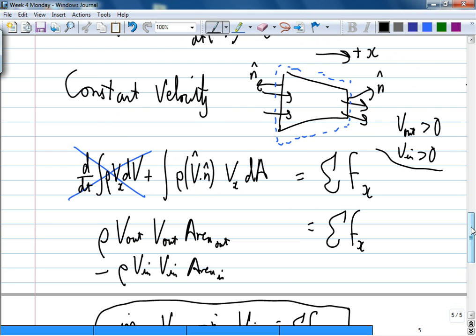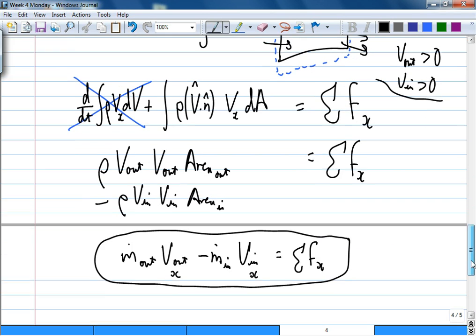This n here? Sorry, not drawn correctly. It's pointing outwards. This n vector, n always points normal to the control volume, or always points normal to the control surface. Is that okay so far?